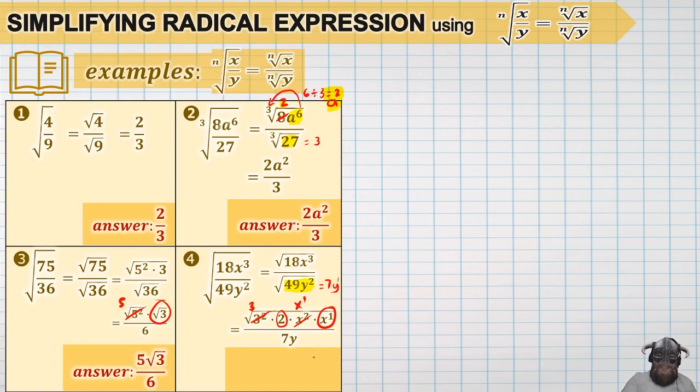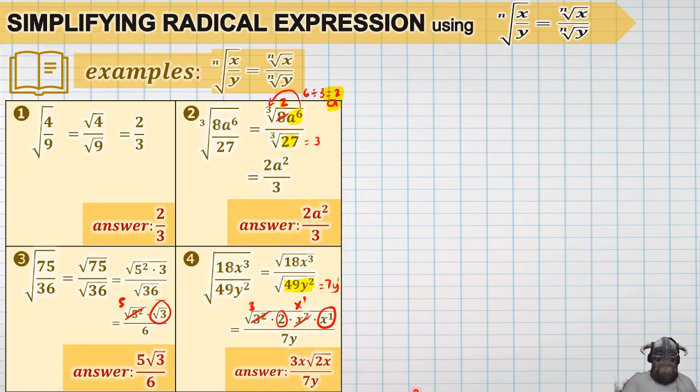So, our final answer for this one, ang mga napunta sa labas ay 3 tsaka x. So, 3x. And then, ang natira sa loob ay 2x or 2 tsaka x. So, our final answer will now be 3x square root of 2x over 7y. Yan, yung may mga bilog, yan yung natira 2x. And then, yung nasa taas, yun yung natira sa labas.